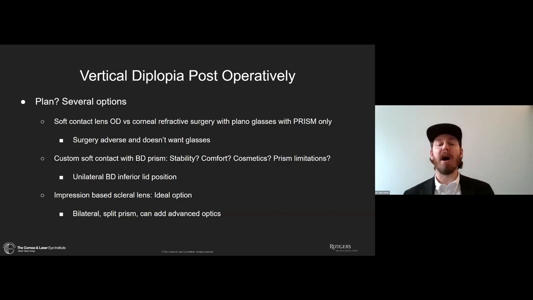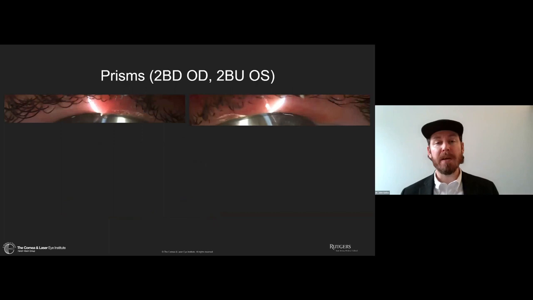Now, what about if we go and use a scleral lens, but we use an impression-based platform? Well, this is the ideal option. We can do them bilaterally. We can split the prism so there's less in each eye, and we can add advanced optics if we want to in the future. So this is what we did.